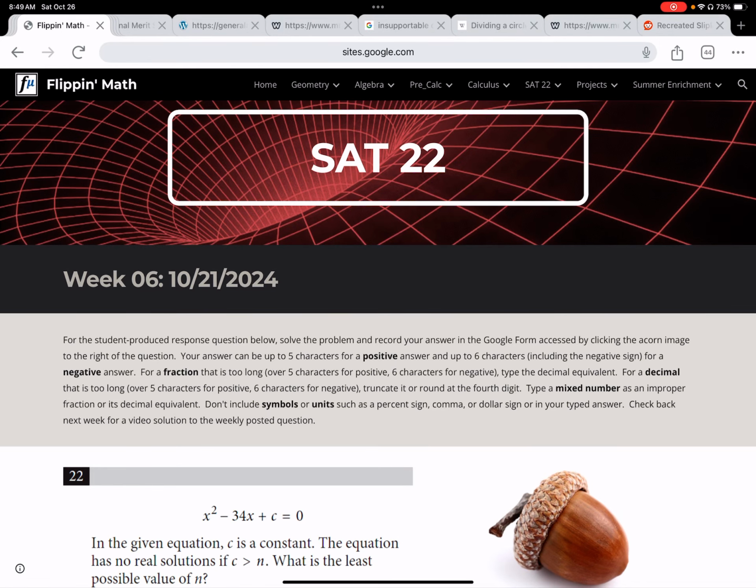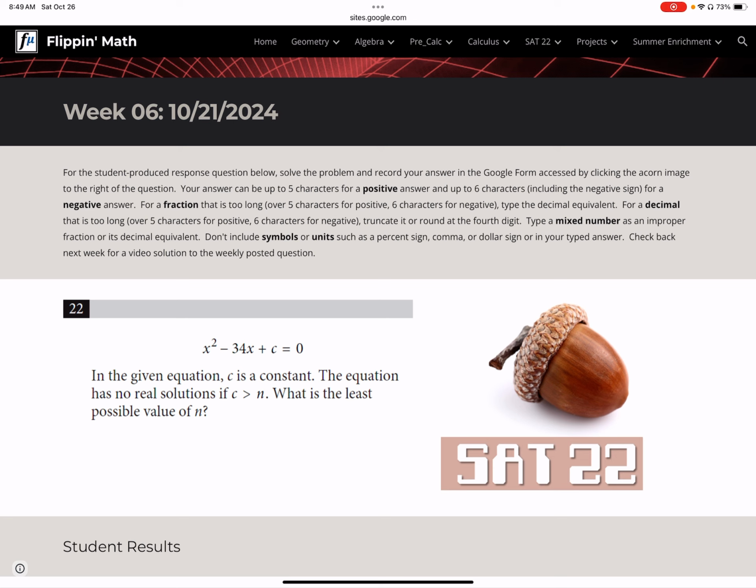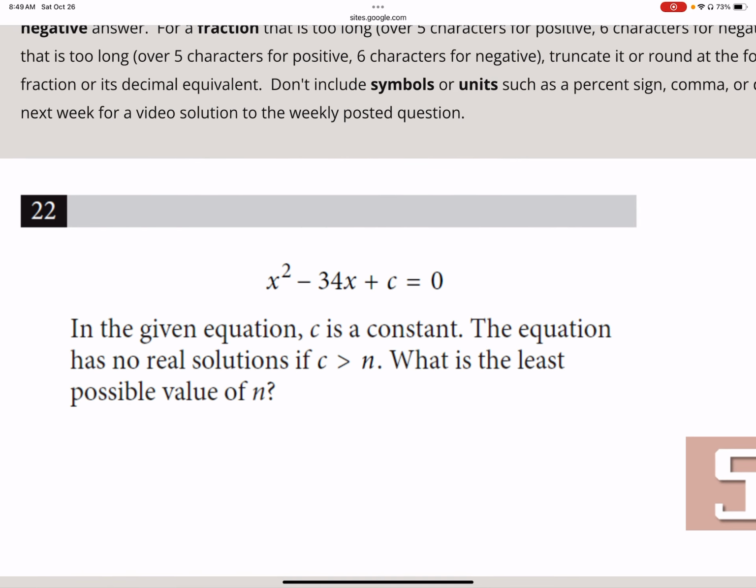All right, here we are, week 6 of SAT question, and we have another student-produced response question. Reading, we got x squared minus 34x plus c is equal to 0. In the given equation, c is a constant.